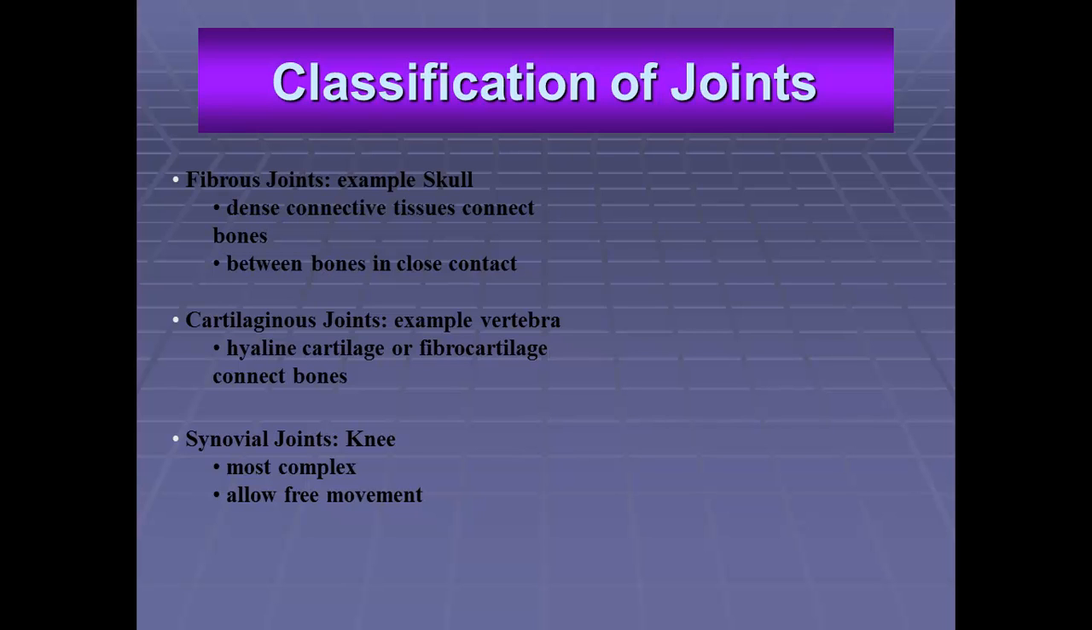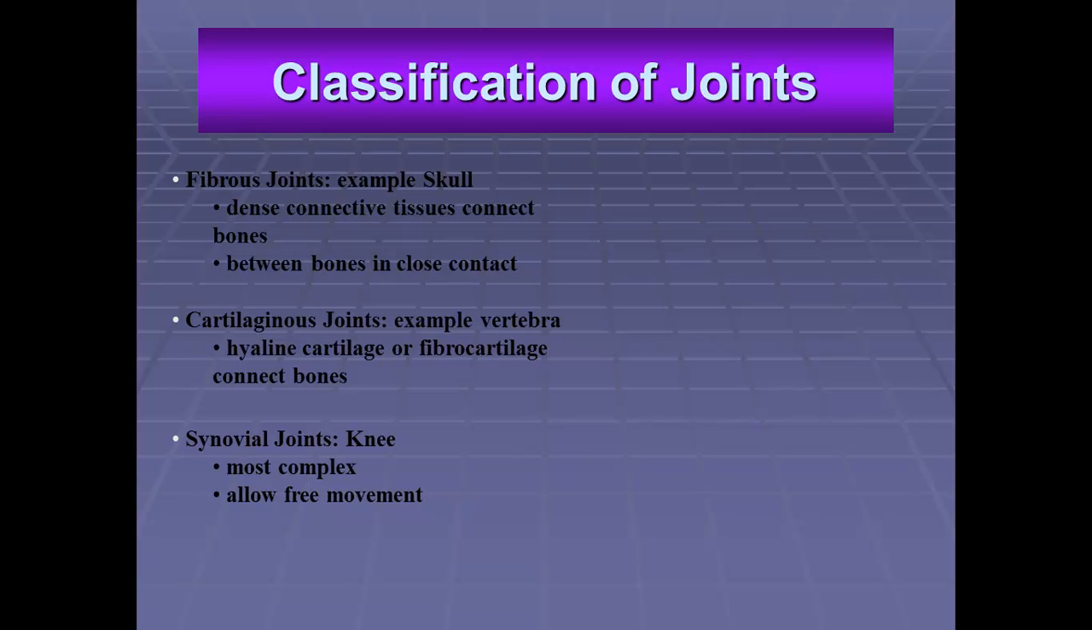Cartilaginous joints are those that have a cartilaginous plate or form, such as the disc that we find in our vertebral column. There's hyaline cartilage or fibrocartilage that connect bones together.